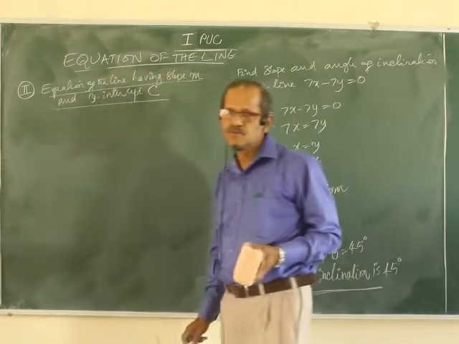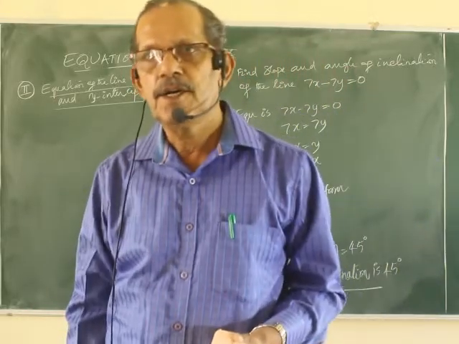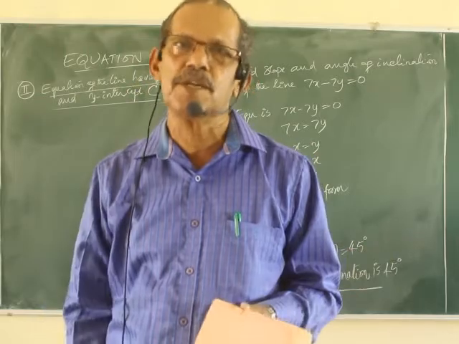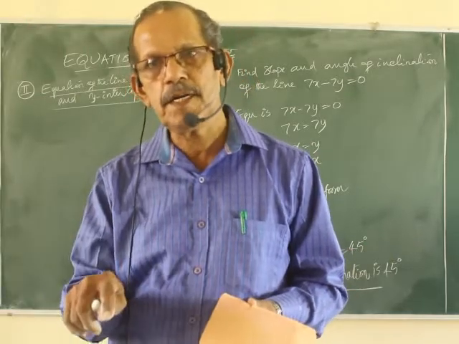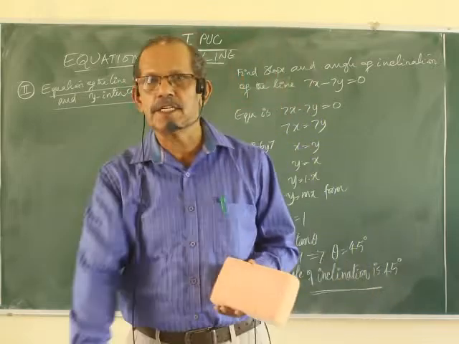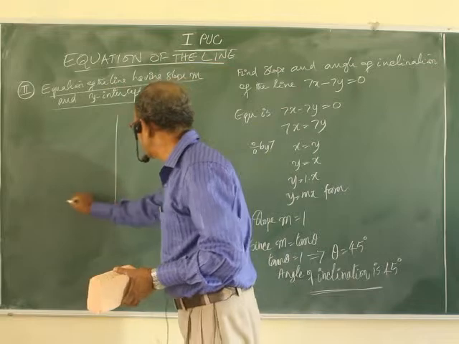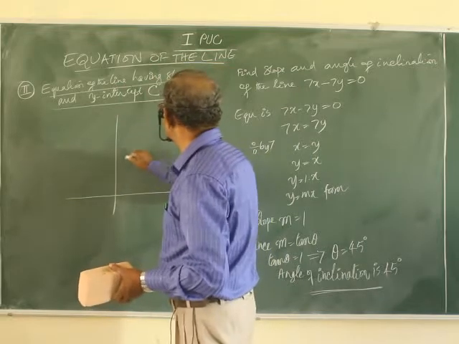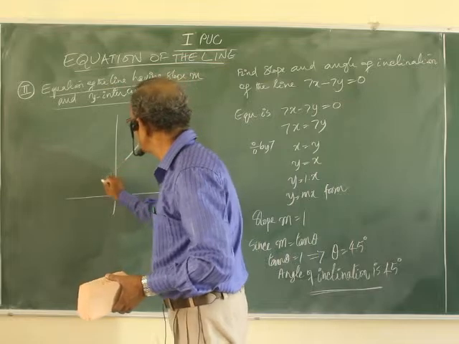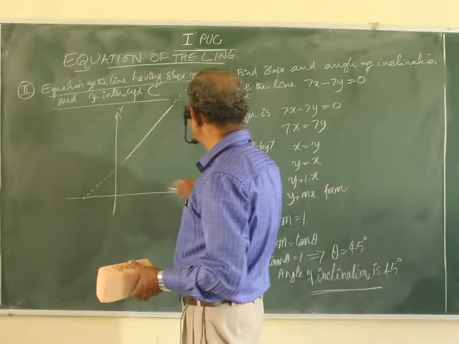First one is, you know how to write the equation of any line but passing through the origin only. Slope must be given or angle of inclination must be given, but it should pass through the origin, that's all. Now it need not pass through the origin. See, another type is this one. It is not passing through the origin. How to write equation of this type?